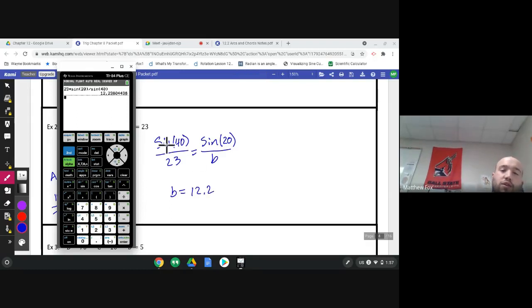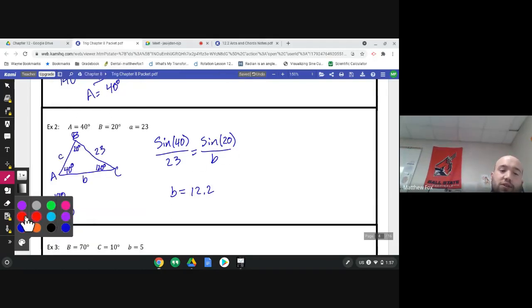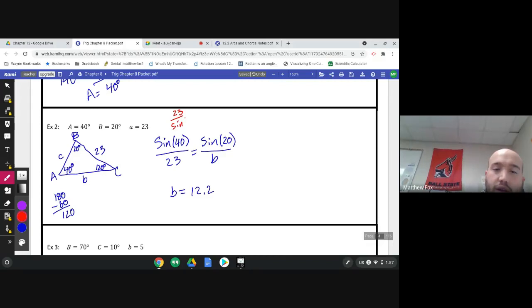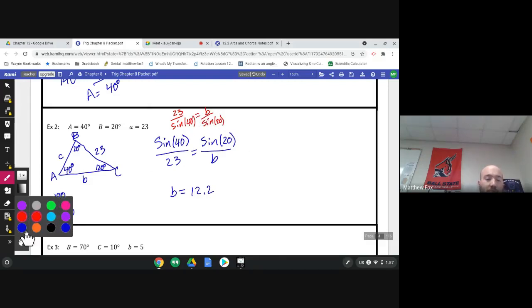Okay, now that worked. If you wanted, I referenced this. Some of you might instead prefer to set this up the other way, 23 over sine of 40. That will equal b over the sine of 20. If you do it this way, you'll get the exact same answer. It does not matter which way you do it. Reciprocals with proportions, back in geometry, you should remember, reciprocals are always going to also be true. Okay, so we're done with finding b.